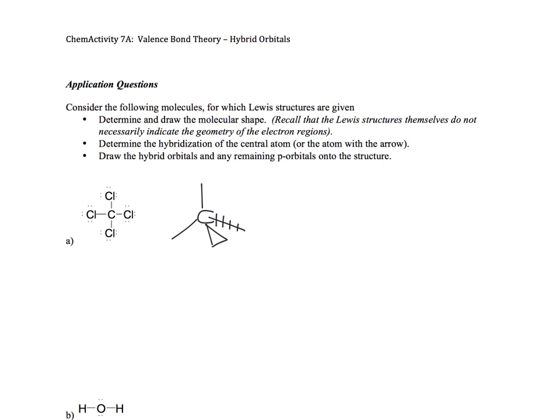If the carbon has a tetrahedral electron geometry, then its hybridization will be sp3. And so if I want to draw the hybrid orbitals on the carbon, I'm going to draw one pointing along that direction of the tetrahedron, one here, one going back, and one in the front. Are there any remaining p orbitals? The answer is no. Because we have used sp3 hybrid orbitals, we've used up all of the p's, so there are no p orbitals.